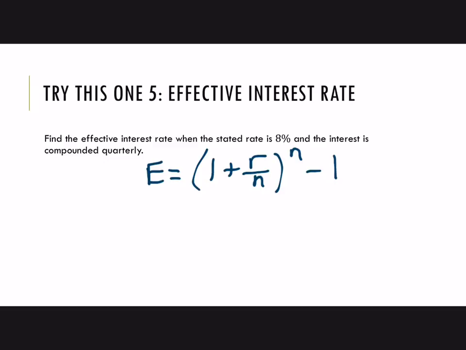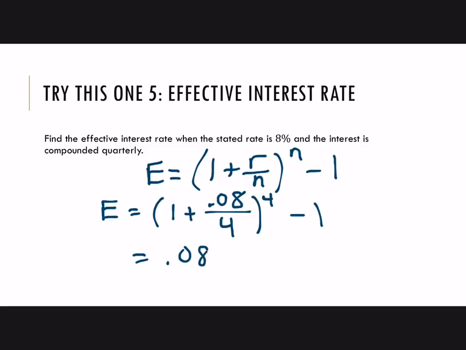All right, so let's go ahead and find this effective rate. We know that the stated rate is 8%. That's what we're going to use for r. The interest is compounded quarterly, so that's a 4 for n. Okay, to the 4th power minus 1. And if you use a calculator to find what that is, that's 0.0824... So we'll just go to a couple decimal places, maybe 2, that should be sufficient. And this was 0.082443. All right, so that's going to round to 8.24%.